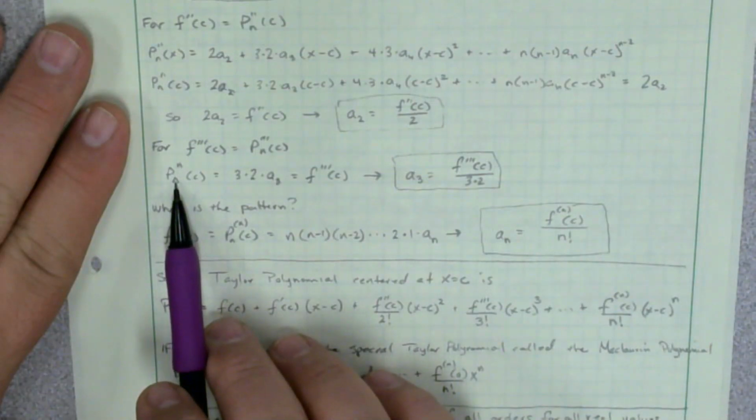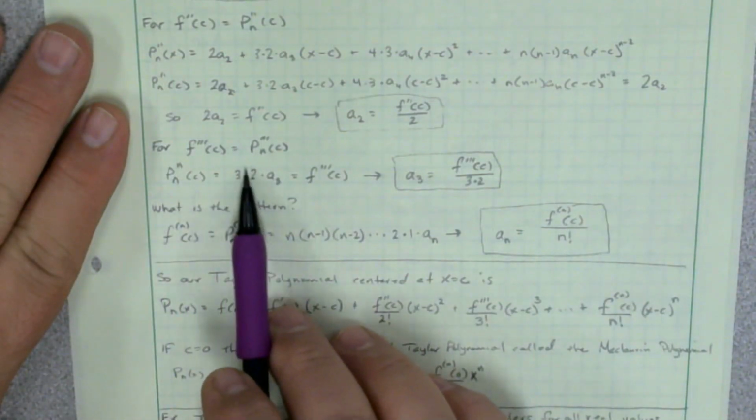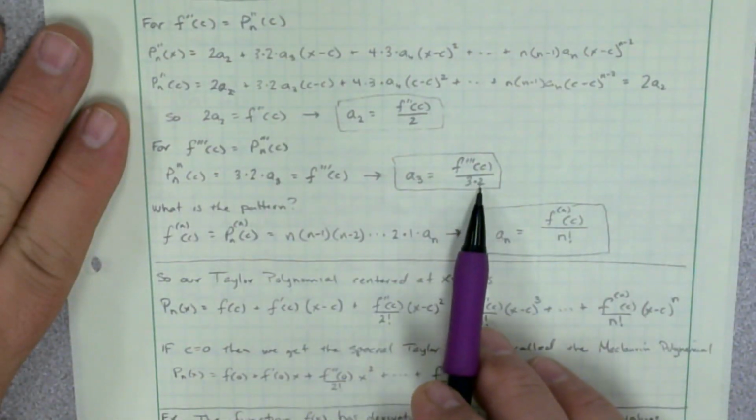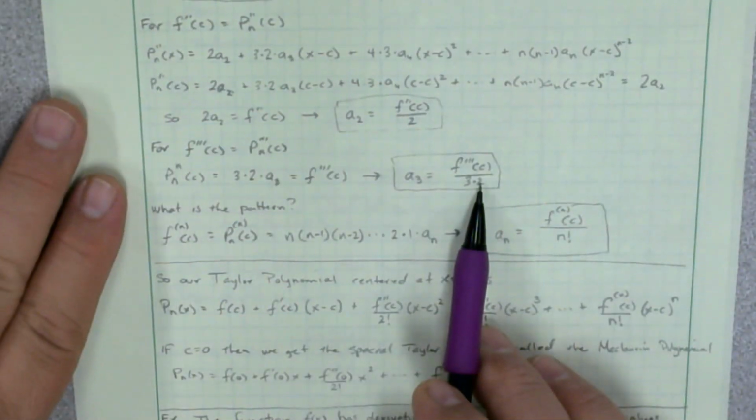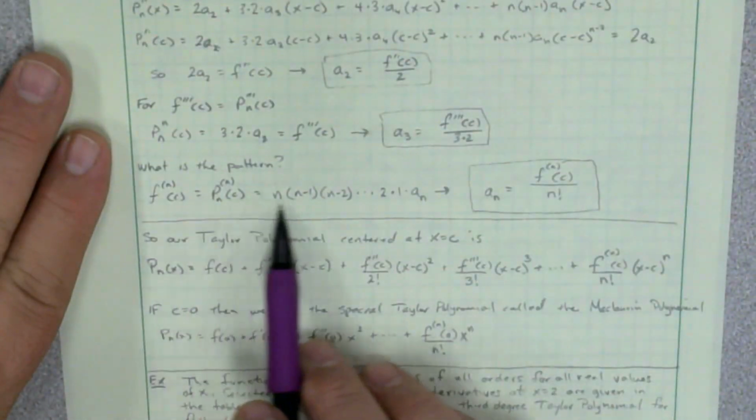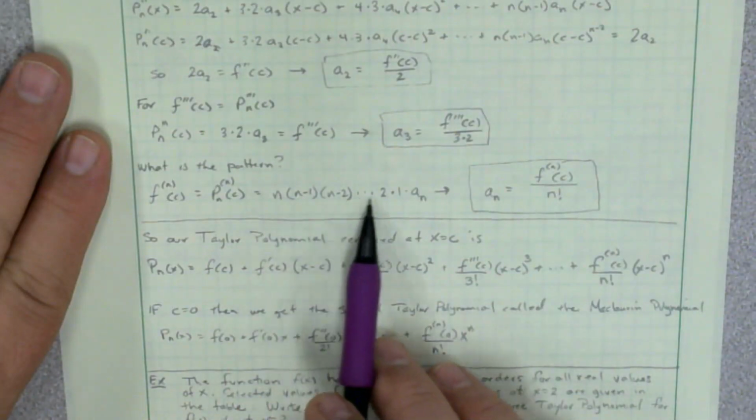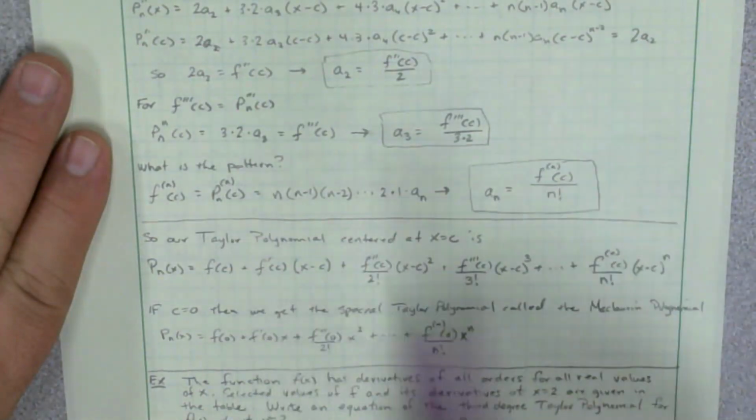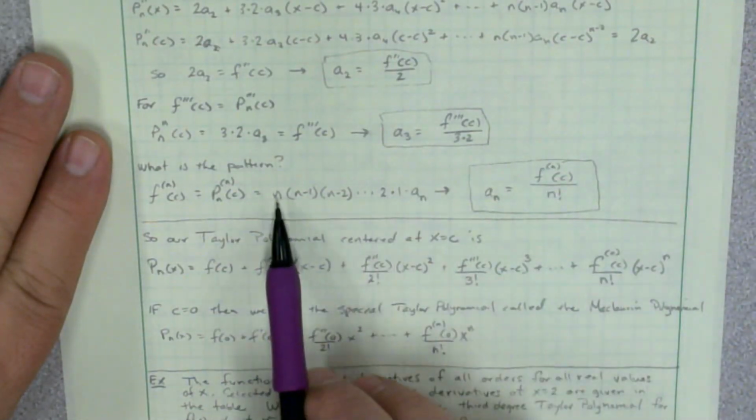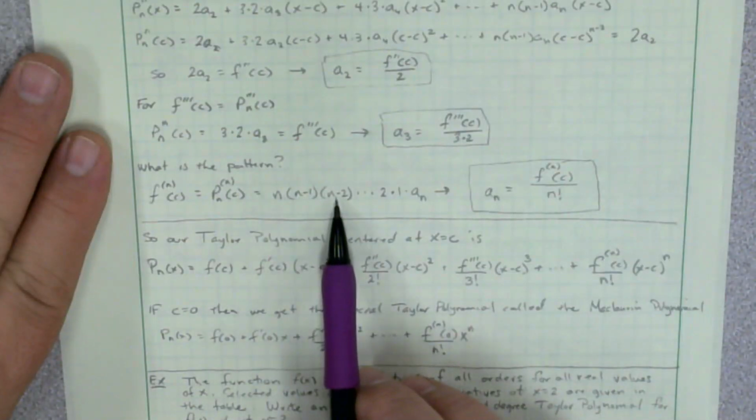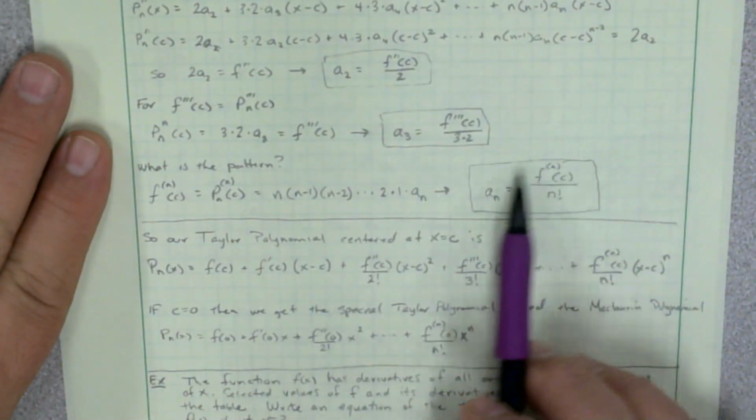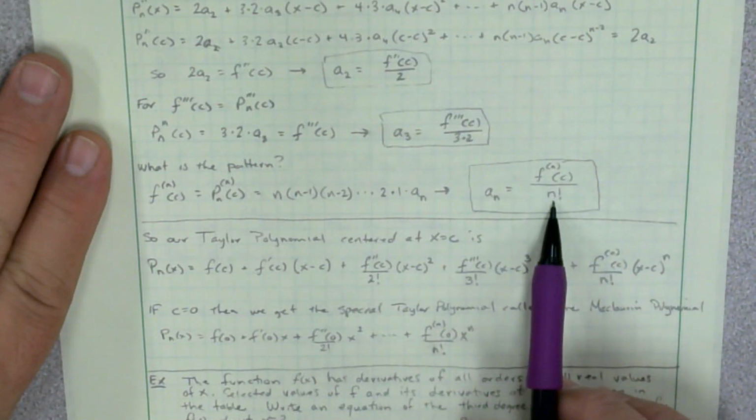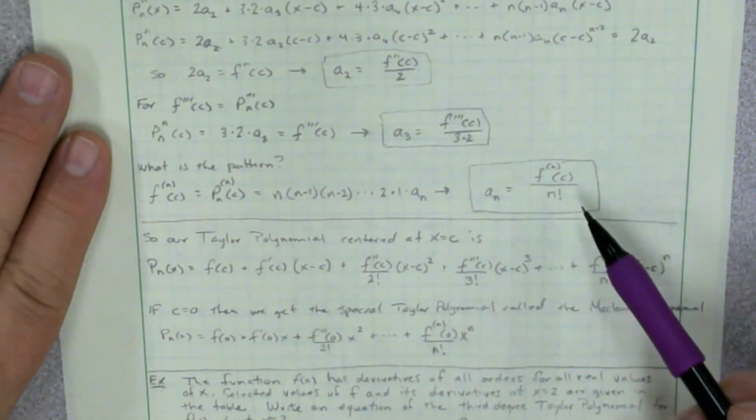If I keep going, then these right here become a number, 3 times 2. And if the pattern continues even more, you'll notice that what I'm getting here is a factorial. For every derivative all the way out to n, this is just n times n minus 1 times n minus 2 all the way down to 1. And so a sub n is going to be the nth derivative at c divided by n factorial. And so that's where these terms come from.